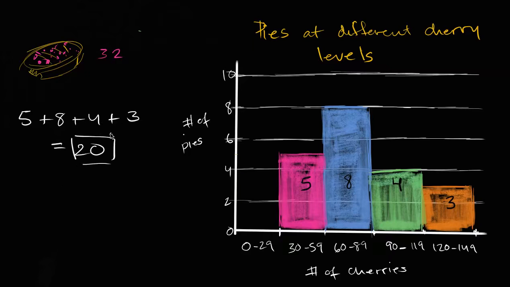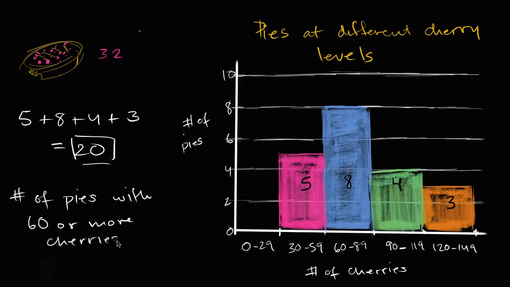But then you can ask a more nuanced question. What if you wanted to know the number of pies with more than 60 cherries? The number of pies with, let's say, 60 or more cherries. So let's think about it. Well, this magenta bar doesn't apply because these all have less than 60. But all of these other bars are counting pies that have 60 or more cherries. This is 60 to 89. This is 90 to 119. This is 120 to 149.